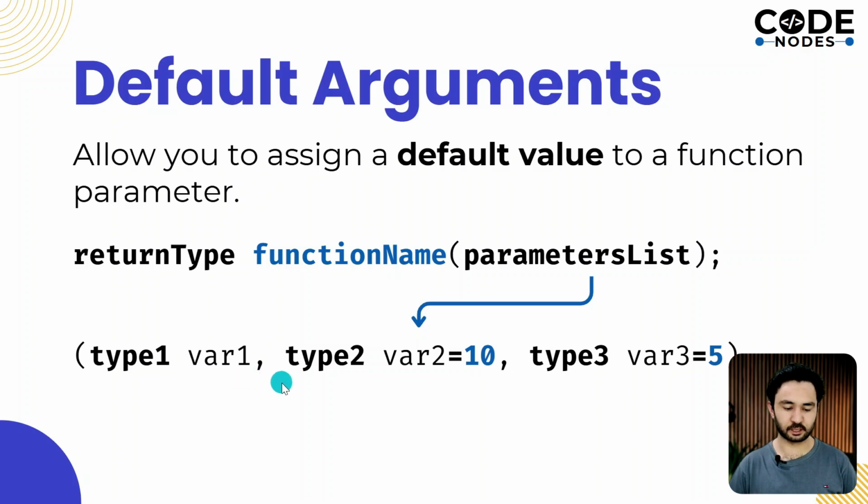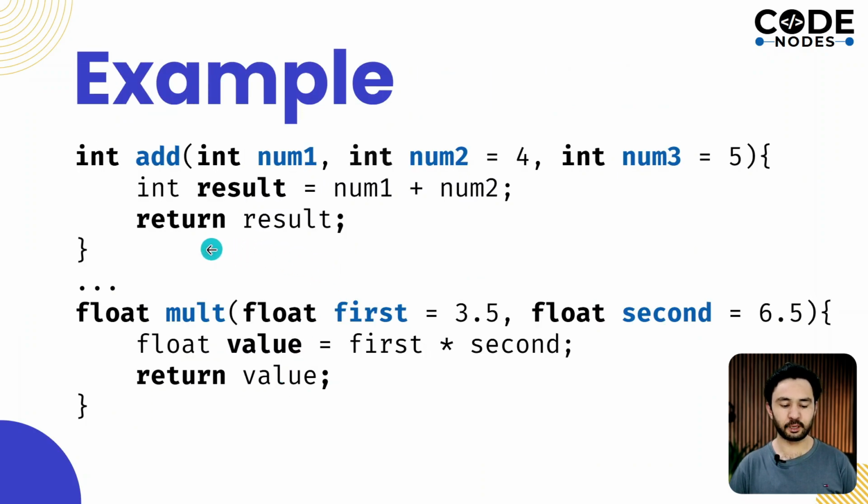So let's look at an example of it. Here you can see we are defining a function named add, and inside it we are taking three parameters and assigning default values to the second and third parameters, and we are not assigning any value to the first parameter. Similarly, in the second function, we are taking two parameters, float first and float second, and we are assigning a default value to both parameters. This works so that when you do not pass any arguments to the function, these default values will be used.